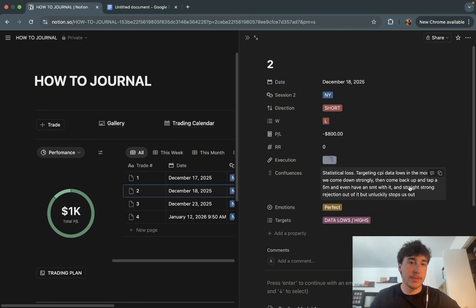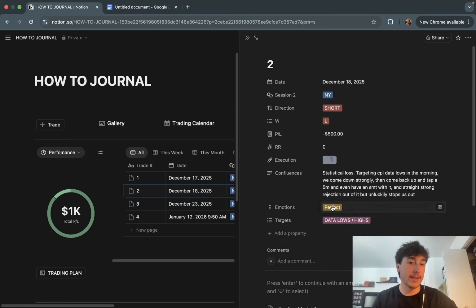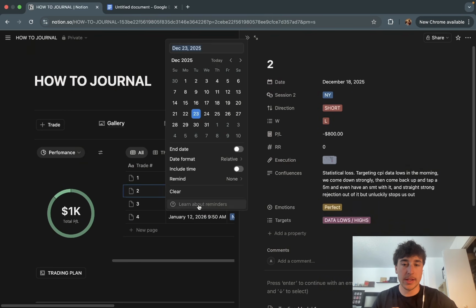I'm actually surprised I didn't. Maybe I just didn't because data low is such a strong draw. We should have realistically taken it. But definitely could have gone break even on that. That's something maybe I could have done great on for my emotions. So we'll move on to the next trade.